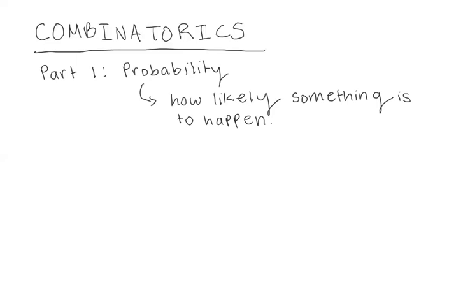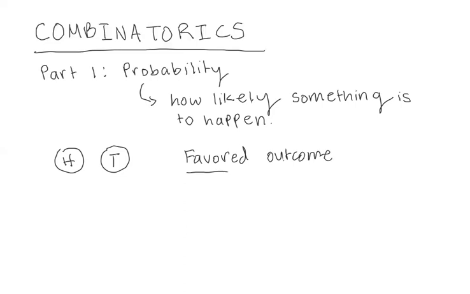So let's start with a very basic example, which is flipping a coin. So when you flip a coin, you have two options, heads or tails. And there are only two possible outcomes. You can't get something that is not a head or a tail. So if you want to find the probability of your coin landing on heads when you flip it, then you have to see what the favored outcome is. So favored outcome over the total number of outcomes.